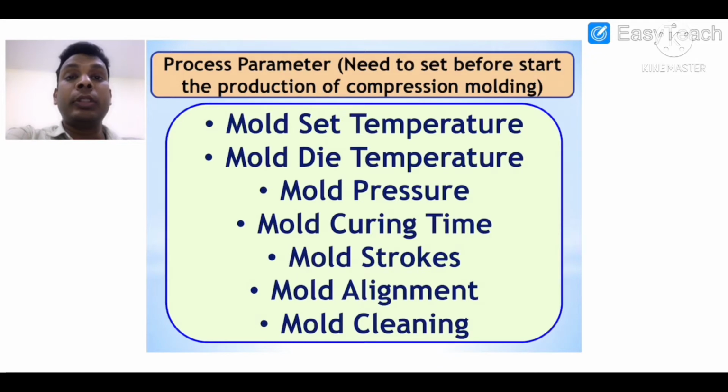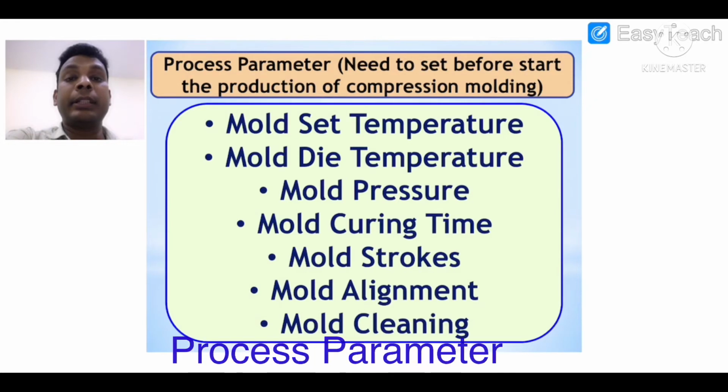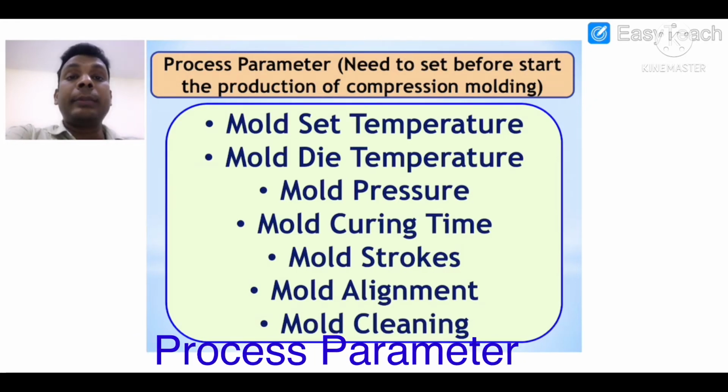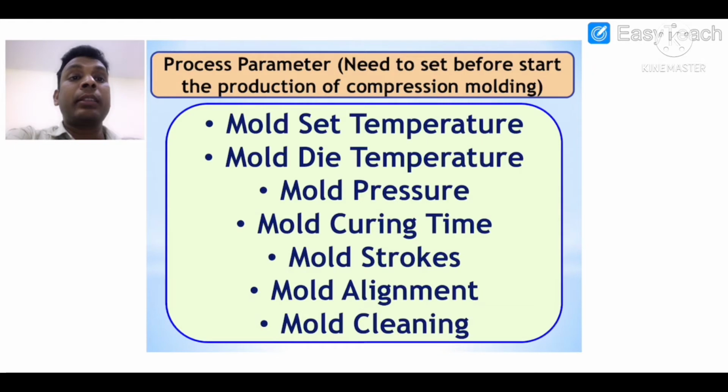Okay, next, this is the most important slide for you. If you belong to production engineering, quality engineering, or the engineering department, you should know about process parameters. Process parameters are very important for the startup of production. If you are going to start production, you should know what parameters are required for the compression molding machine.